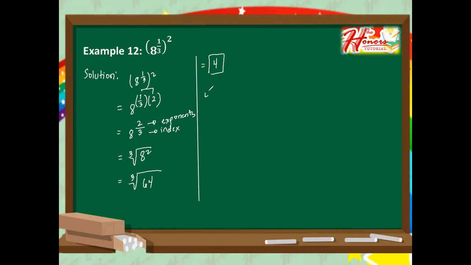Why is it 4? Because 4 raised to 3 is equal to 4 times 4 times 4. 4 times 4 is 16, times 4, that's 64. We are not going to get the exponent, but instead we are going to get the base. So that's 4.